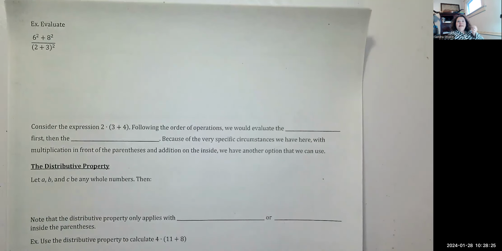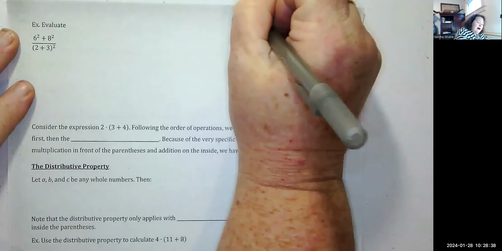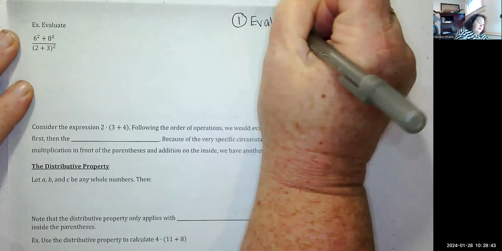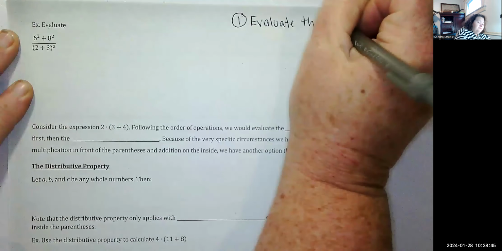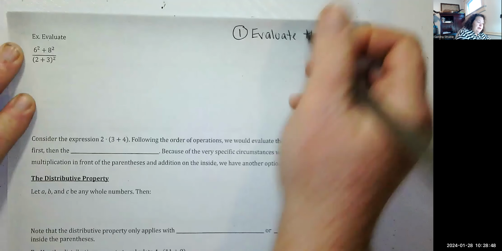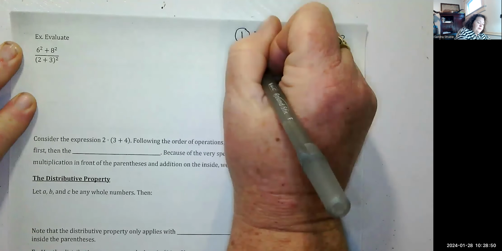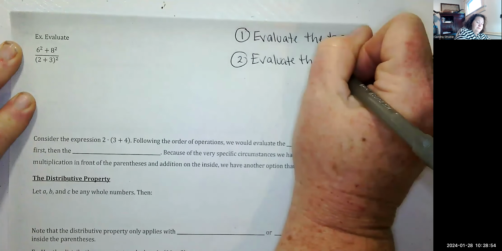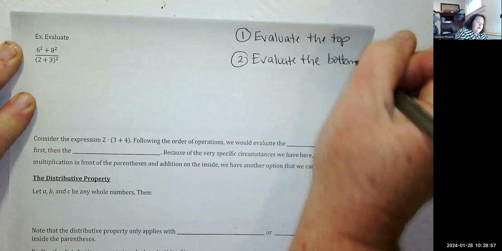I don't want to just sit there and write 6 squared plus 8 squared when it's not even attached really to the 2 plus 3. We're going to do the 2 plus 3. We're going to work with the denominator, but we've got a numerator that's got some stuff going on too. So I'm going to evaluate the top, the numerator, and evaluate the bottom, the denominator, and then divide. This is my plan.